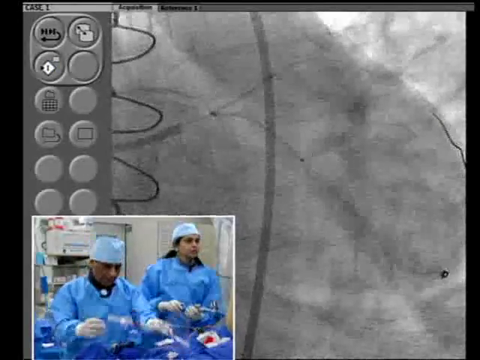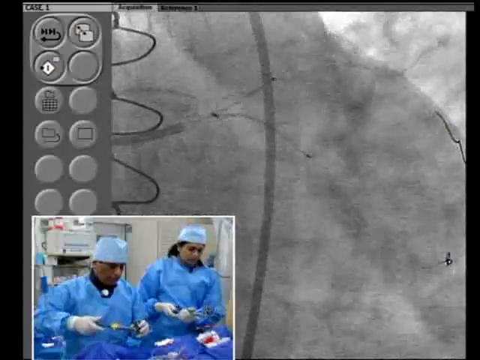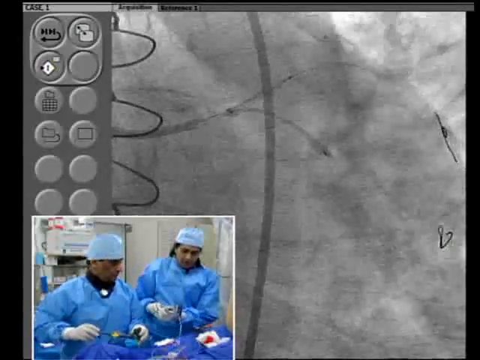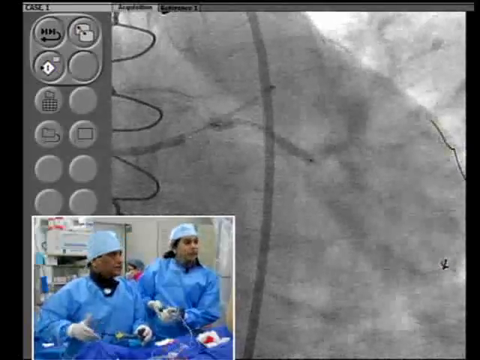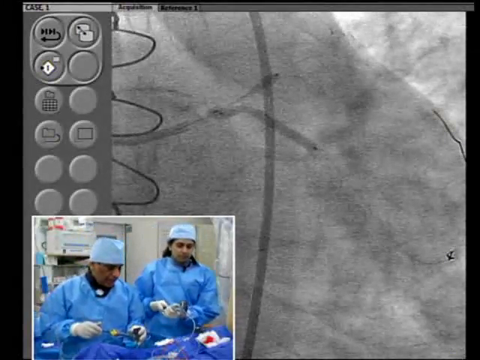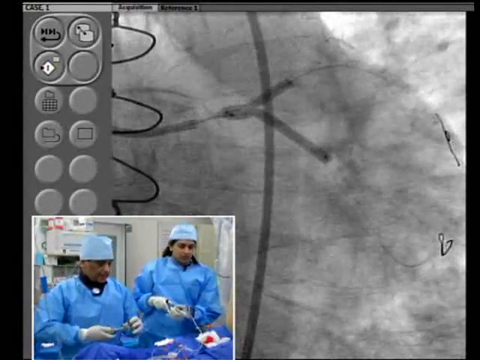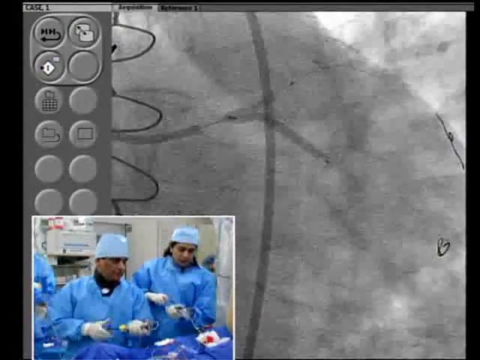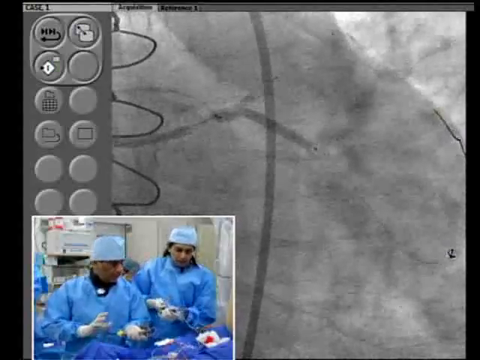So we are good. Now we are going to go 10 atmospheres with both. This is step number one. Got it. Probably 8, because it's Zions. Eight, Zions, because both are 3. So the 8 atmospheres. Now you can see, as predicted, the ostial LAD has not really opened up. So we go one by one individually.